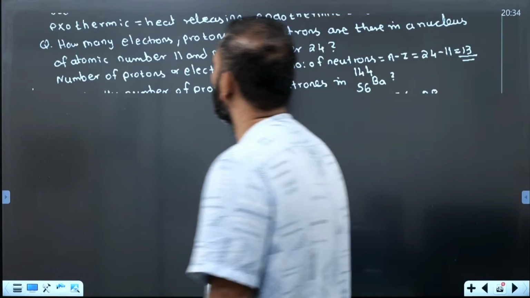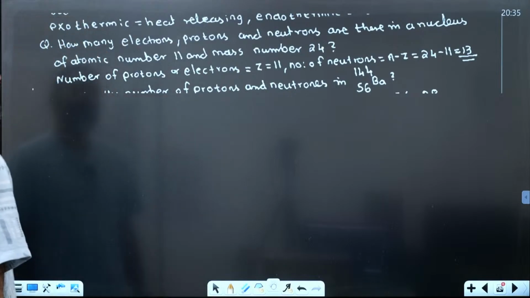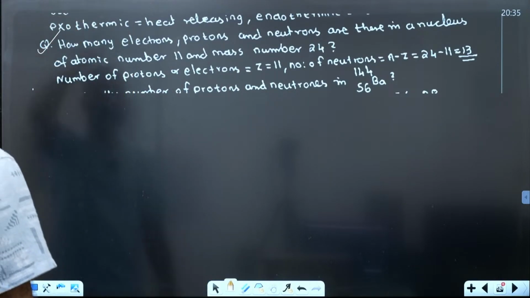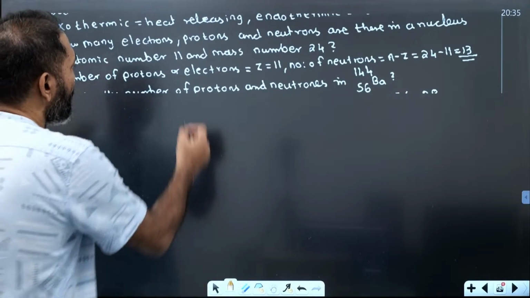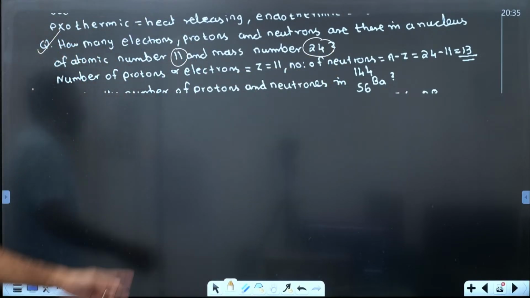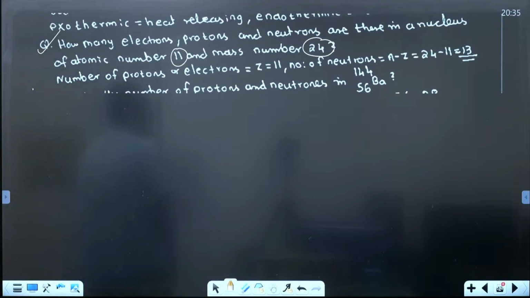Next, how many electrons, protons, neutrons are there in a nucleus of atomic number 11 and mass number 24?